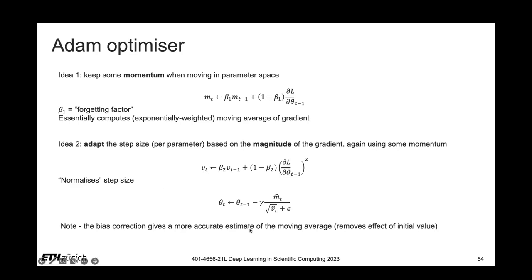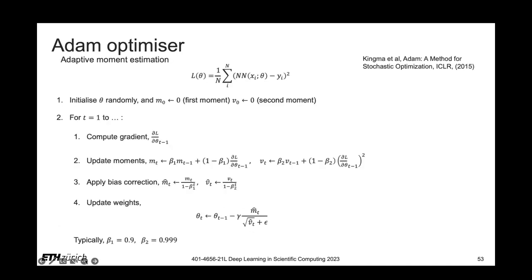And so that's how Adam works. It has these two key ideas. And then there's one other thing here, which is a bias correction. This removes the effects of initializing the gradient and the step size to be 0, which is what you initialize them as.